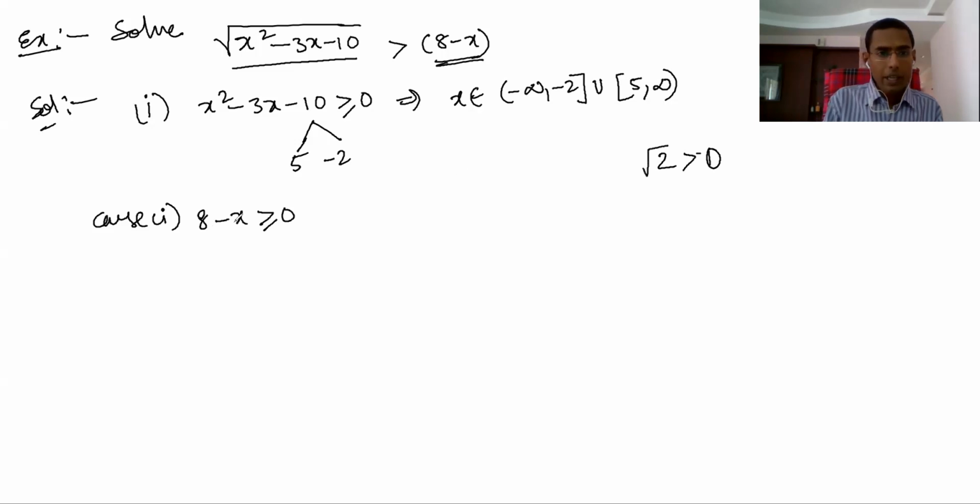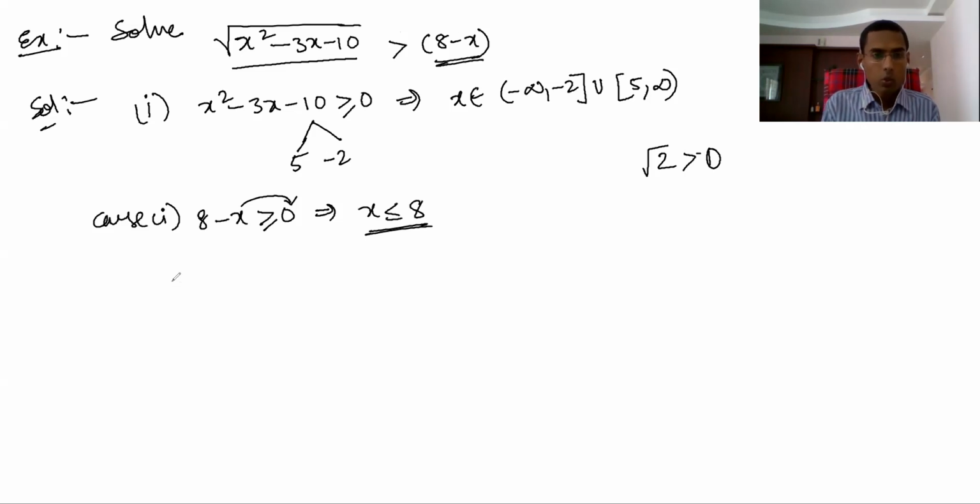So therefore, I'm taking 8 minus x greater than or equal to 0. That means practically I'm taking x is less than or equal to 8. If you bring x this side, x is less than or equal to 8. So now what's going to happen here? Now you can square on both sides, because I made sure this is positive, this is positive.